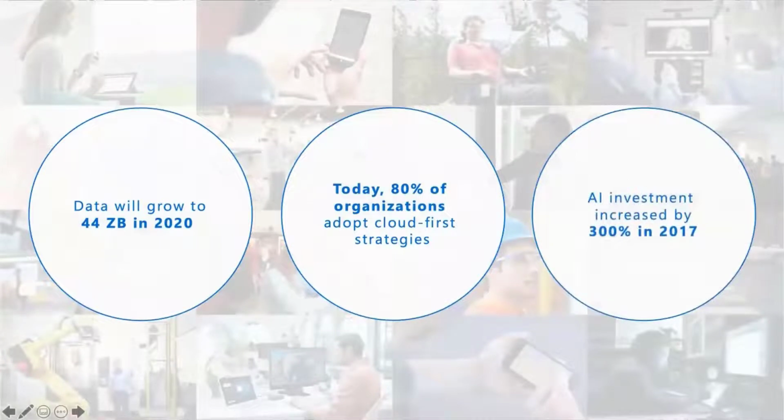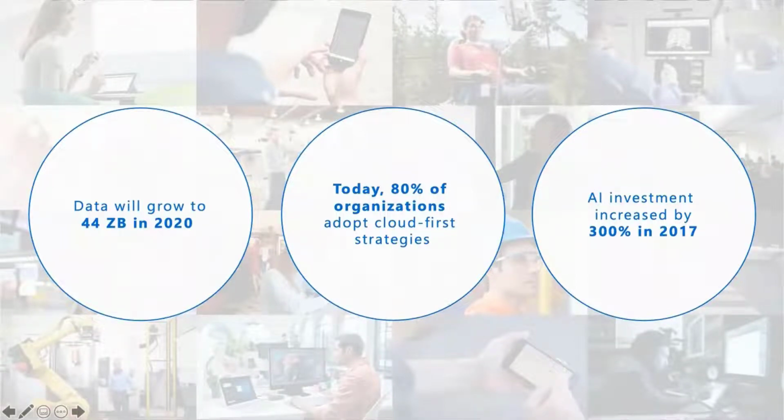These are some of the stats. Data will grow to 45 zettabytes in 2020. ZB is something which you don't even know. It's huge. It's beyond petabytes. And that's the volume that data is at in 2020 already. So it's gone beyond that.